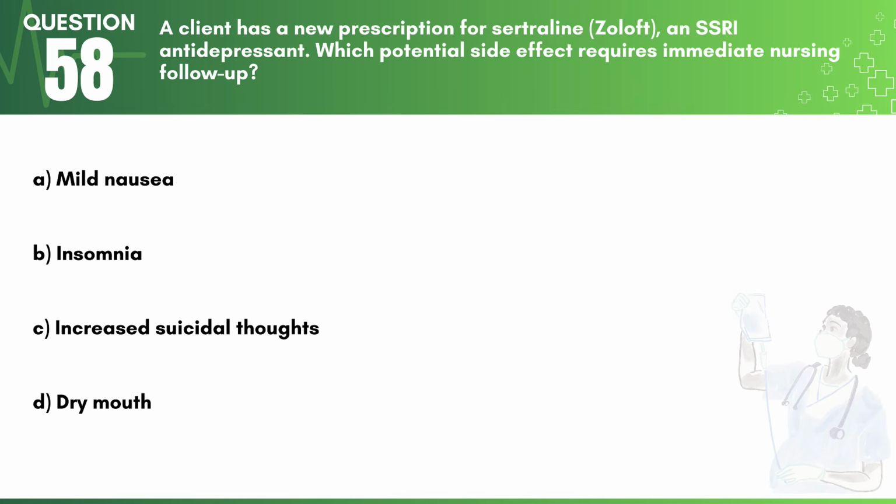Question 58. A client has a new prescription for sertraline, Zoloft, an SSRI antidepressant. Which potential side effect requires immediate nursing follow-up? A. Mild nausea. B. Insomnia. C. Increased suicidal thoughts. D. Dry mouth.